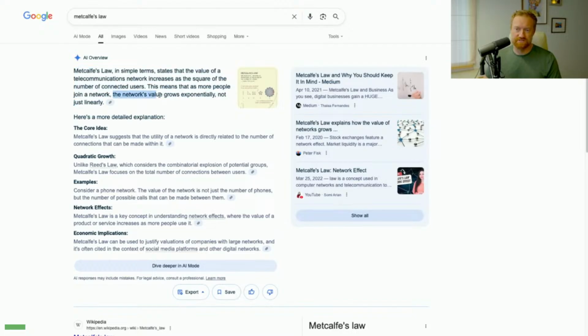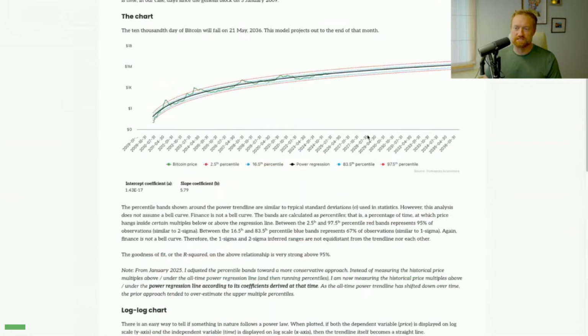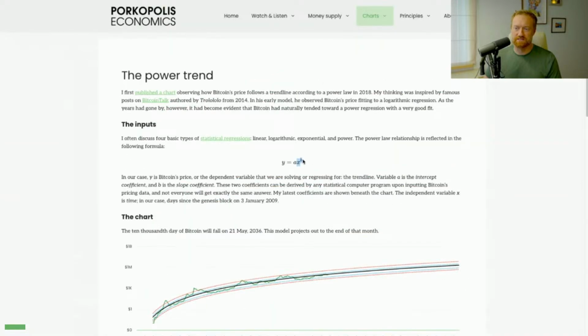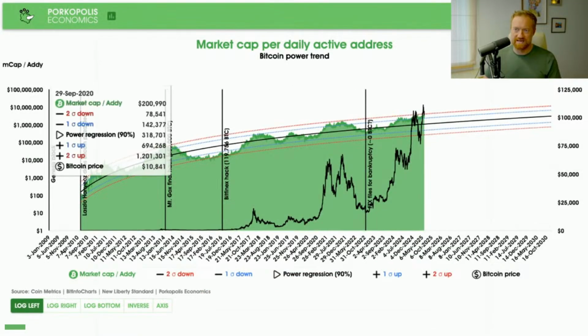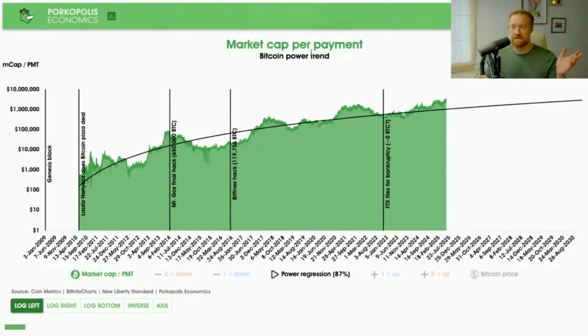Even though it's confusing here, they say the network grows exponentially. I would argue this AI is not being rigorous here, because it's just the exponent of 2 is what it is. Exponent of 2 is, roughly speaking, Metcalfe's law. And in these two examples where I'm using network type things, market cap divided by daily active addresses, market cap divided by payment, both of those, the coefficient is 3.5.